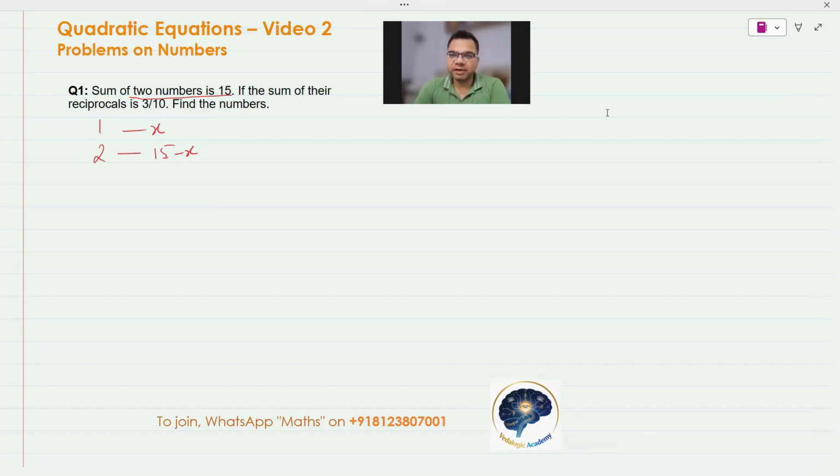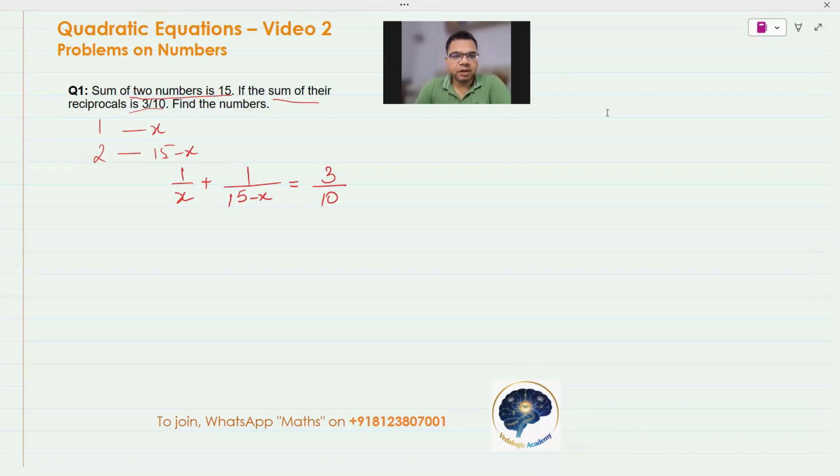Or we can say x and y as well, but then you'll have two variables and two equations. So you can solve using that as well, and you can solve using quadratic equations here. Let's try to do it through quadratic equations today. We have two numbers now, and we know the sum of the reciprocals is 3 by 10. So let's say 1 upon x plus 1 upon 15 minus x equals 3 by 10. So this is the equation that we have here.